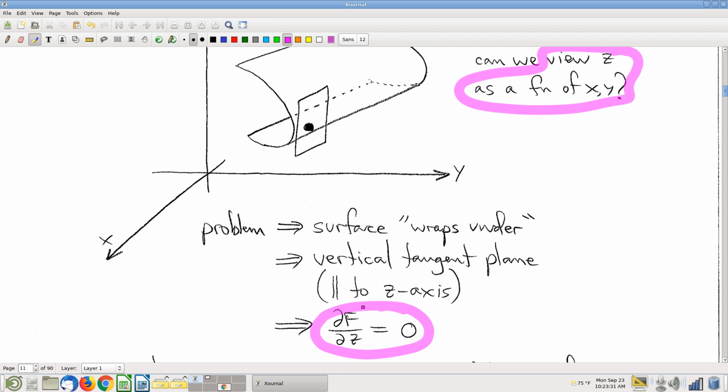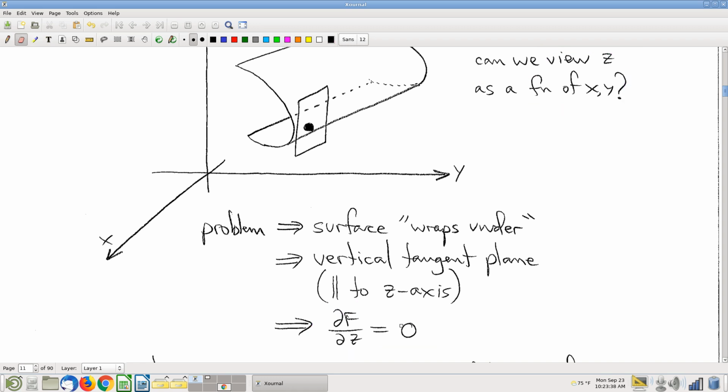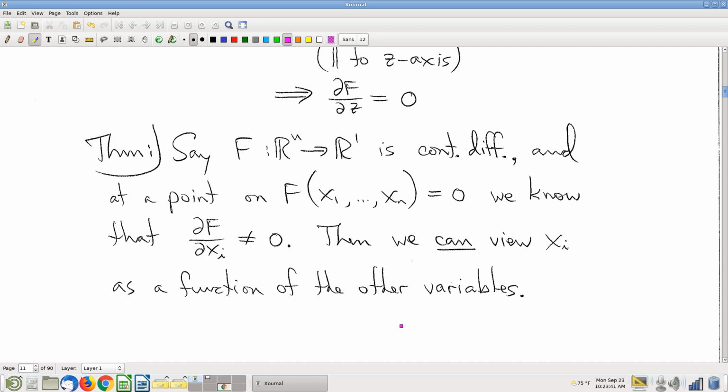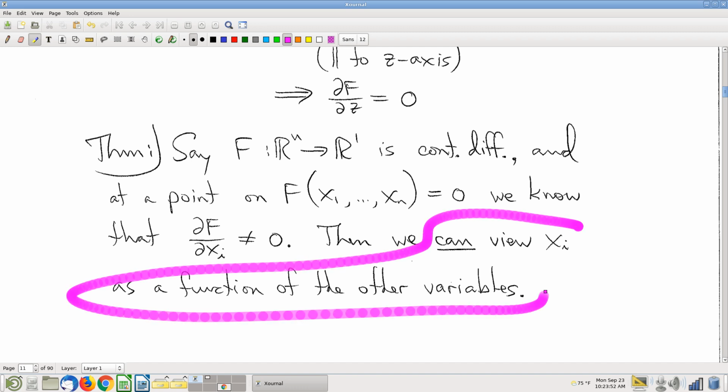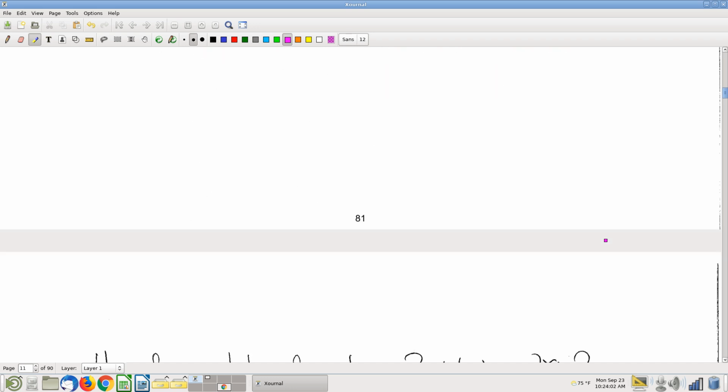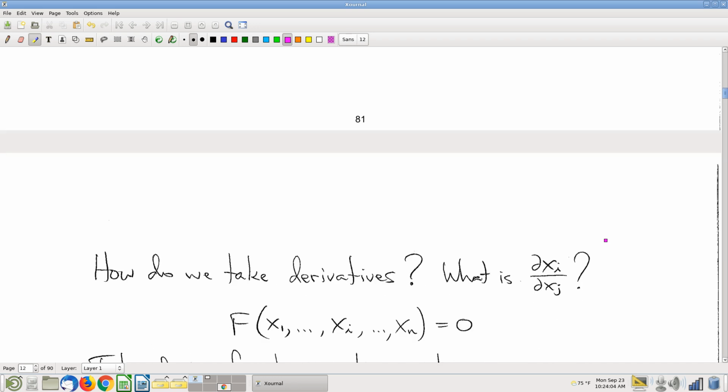In this case, if we want to view z as a function of the other variables, take the partial of f with respect to z. And you will notice that in the more general version of the theorem, I wanted to be able to talk about different variables. I can't call them x, y, and z anymore. We run out of letters. So notice, though, that whichever one you want to view as being a function, if you want to view xi as being a function of the others, take the partial with respect to xi. All right. So now let's talk about how to actually compute.